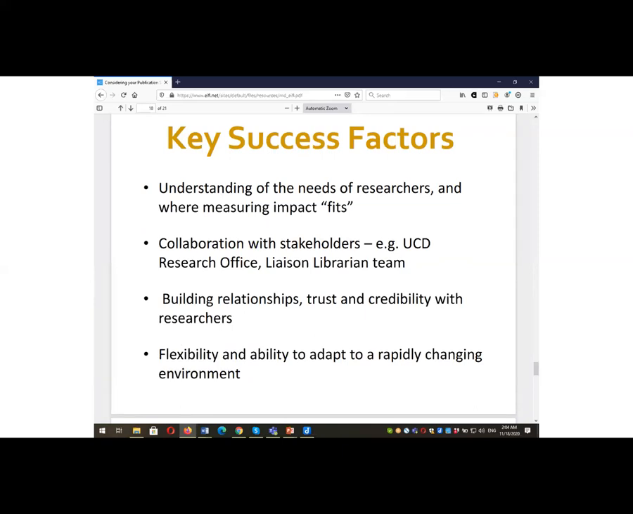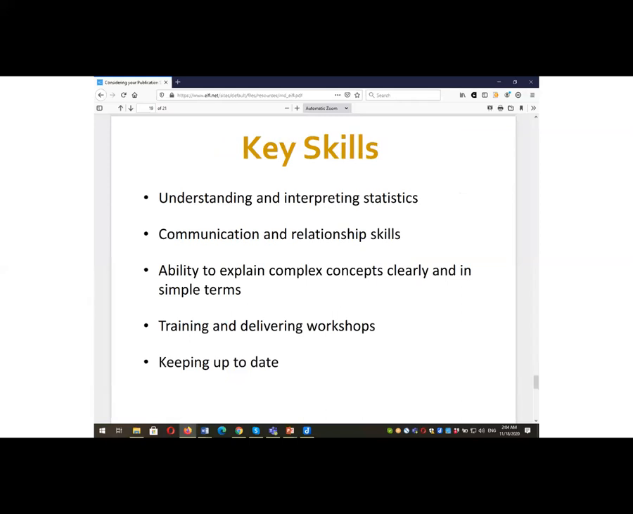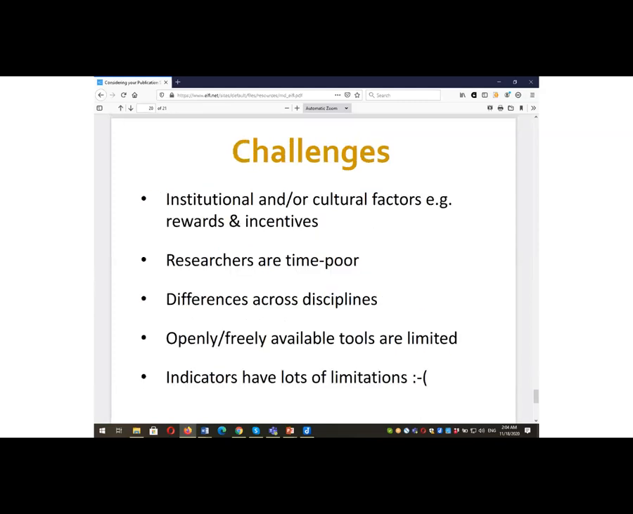Finding the right tools to measure impact, collaborations, and flexibility, because like I said, a lot is changing. And then some of the key skills that librarians need to have, those librarians who would like to offer this kind of advice. So it's some kind of statistics skills, of course, communication and relationship skills, ability to explain complex concepts clearly, because that's really a complex concept. And then training experience and willingness to keep up to date. Because even last time I talked about this topic a couple of weeks ago, and even between then and now there were some new resources released. So it's really important to keep track.